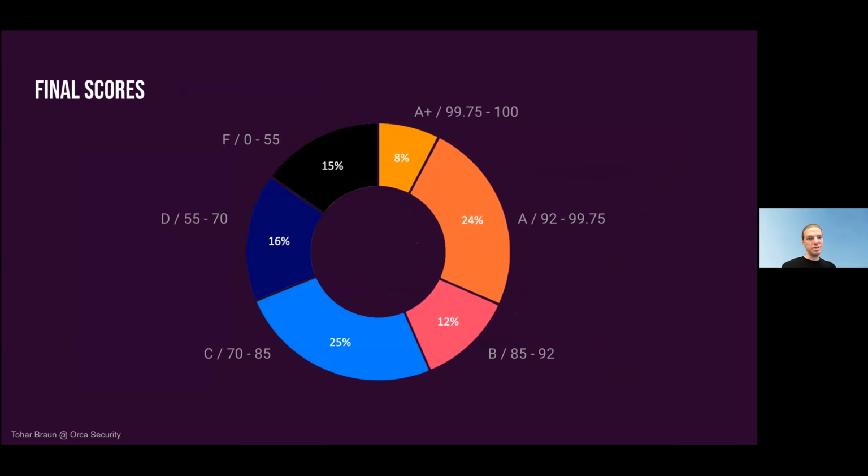Now, luckily, there's a bit of a bright point to this. Some of the appliances we tested were actually really well maintained. 8% of them scored a perfect A+, which means they were running an up-to-date operating system. All the installed packages were their latest available versions, and we found virtually no vulnerabilities. Almost a quarter of the appliances scored an A, so we did find a few vulnerabilities or security issues with them, but nothing that we would consider a major risk.